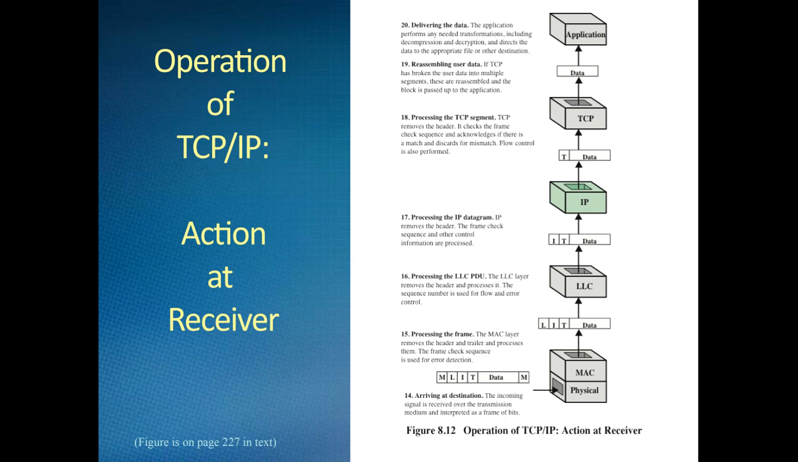Here we have at the application, it is delivering the data, and reassembling user data. If TCP has broken the user data into multiple segments, these are reassembled and the block is passed up to the application layer. Yani TCP in the sender, if it was segmented, when it arrives at the TCP of the receiver, it will be assembled again, okay? And then given to the application.